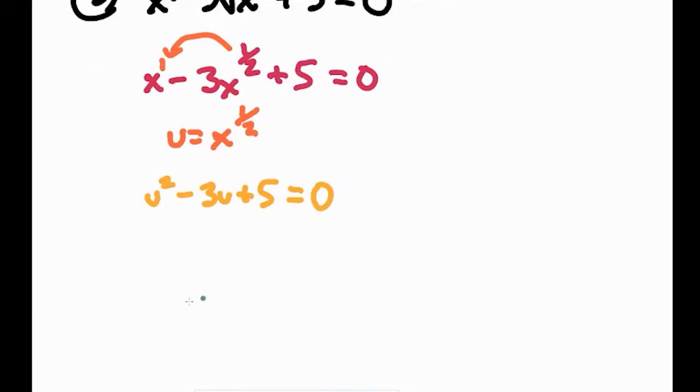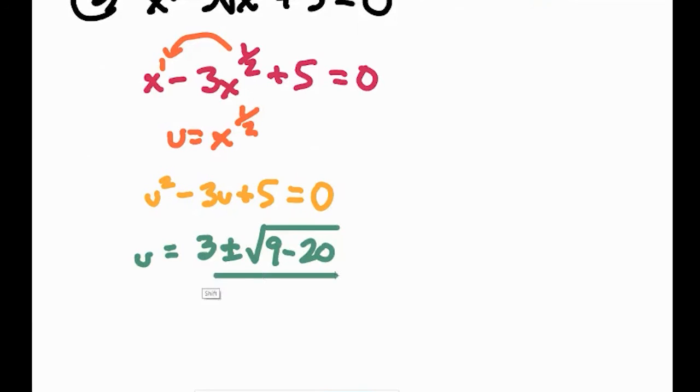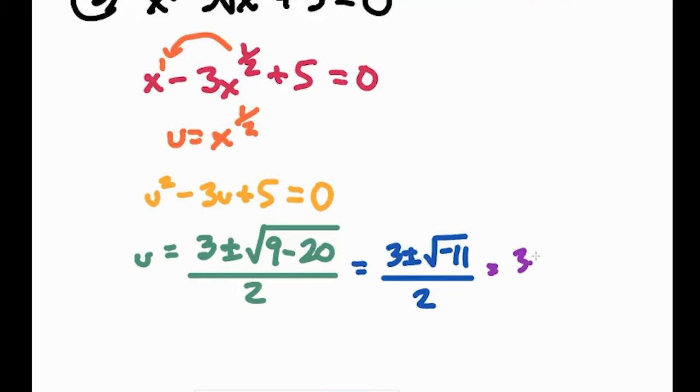From here, you can use the quadratic formula. So it's going to be negative b, which is negative 3, so 3 plus or minus the square root of 9 minus 20, all over 2. And this is going to end up being 3 plus or minus the square root of negative 11. And then that ends up being 3 plus or minus i root 11 all over 2 for your u.